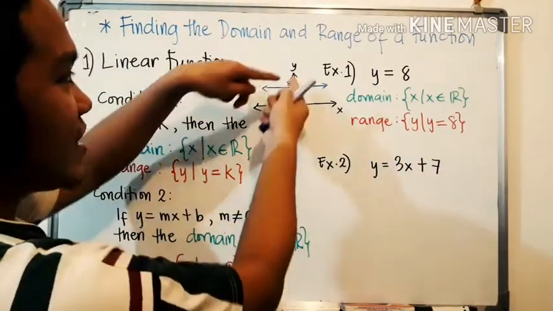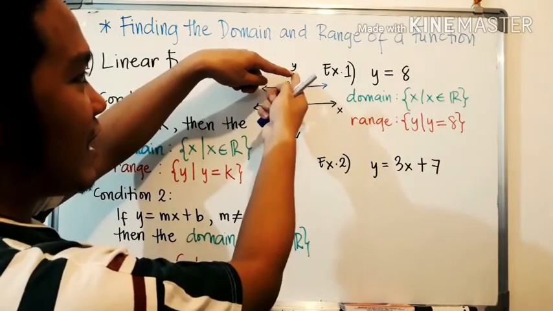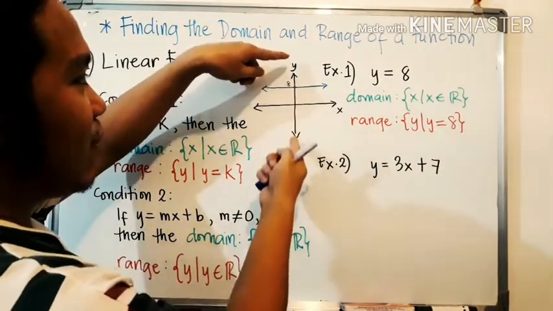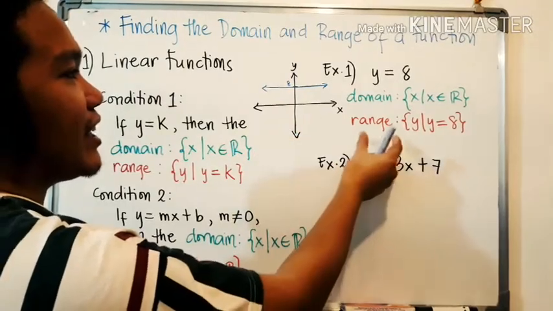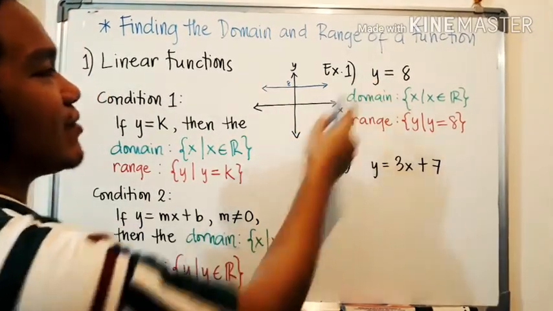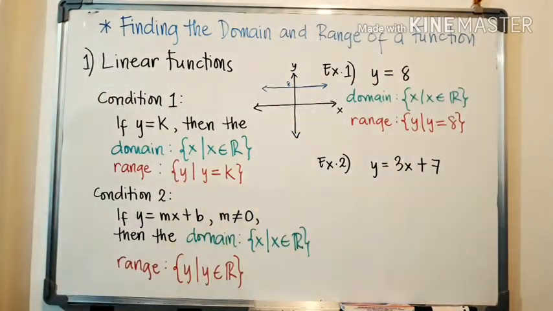So meaning, sa y-axis natin, only one element lang ang na-contain ng range ng linear function natin. Okay? So, that's it for example number 1.